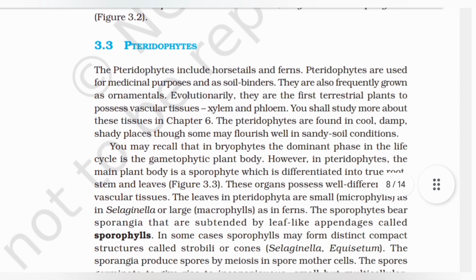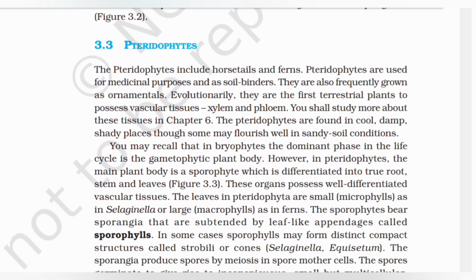Pteridophytes. The pteridophytes include horsetails and ferns. Pteridophytes are used for medicinal purposes and as soil binders. They are also frequently grown as ornamentals. Evolutionarily, they are the first terrestrial plants to possess vascular tissues, xylem and phloem. You shall study more about these tissues in chapter 6. The pteridophytes are found in cool, damp, shady places though some may flourish well in sandy soil conditions.